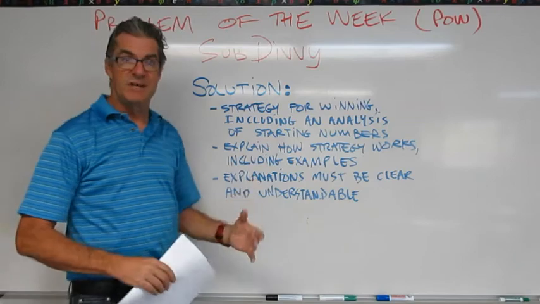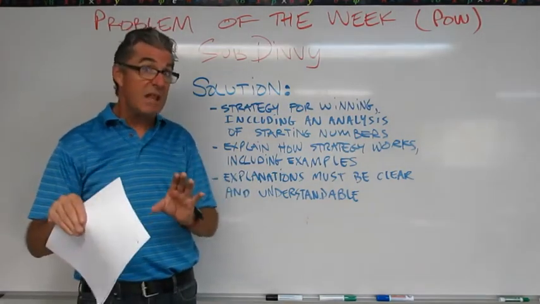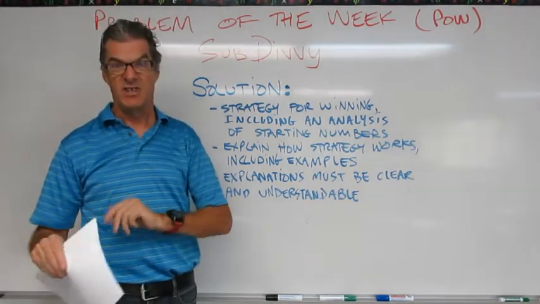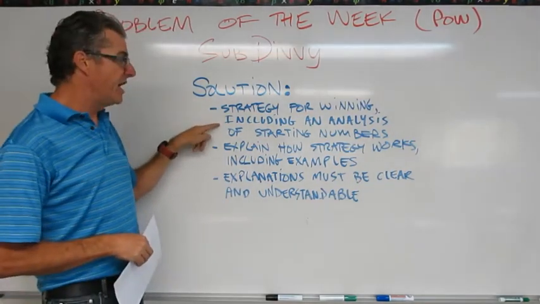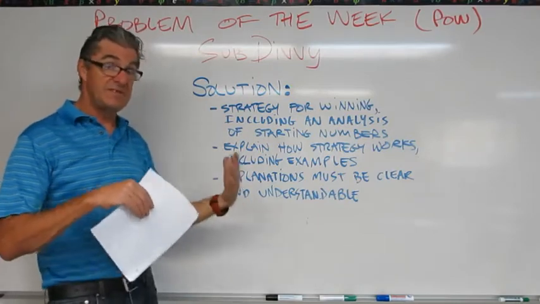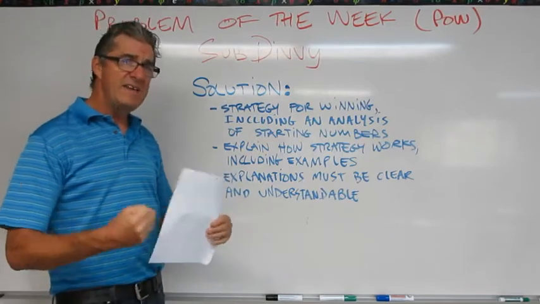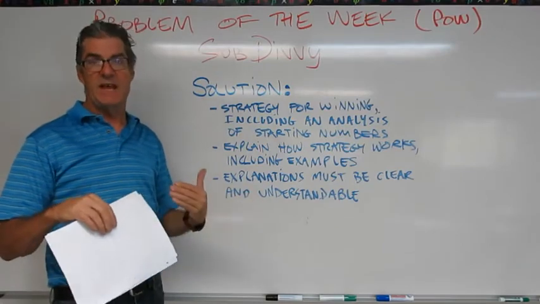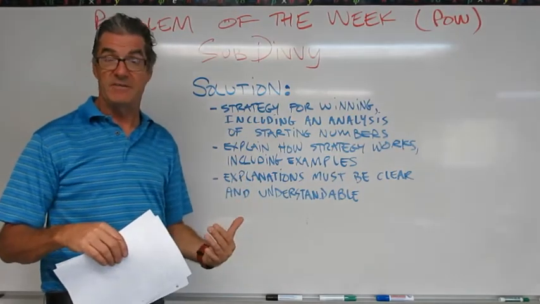Okay, solution. This is the heart of the POW. This is where you explain what you learned and what your strategy is for winning every time. So let's go over some key points. Strategy for winning, including an analysis of starting numbers. So if you read the POW where the problem is set up or look at the guidelines, you'll see that you're asked to come up with a way to win perhaps every time. So I'm hoping that as you've played this game with your partner, you've noticed some things, some patterns that allow you to do that, okay?